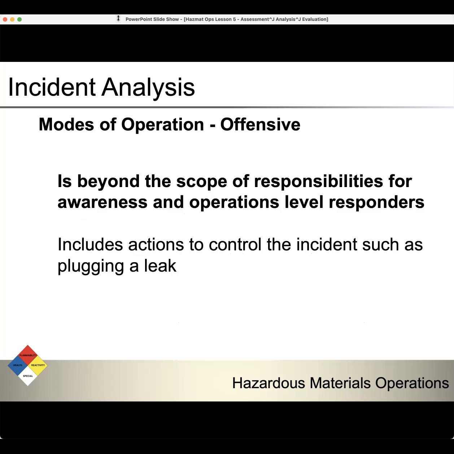Then there's offensive. Remember, offensive is beyond the scope of responsibilities and beyond your scope of practice for the awareness and operations level. This includes actions where you go into the hot zone, you're probably getting product on you, to control the incident, such as plugging a leak. This is containment, keeping it in the container. This is offensive. This is not what hazmat ops does. Remember, if you operate outside your scope of practice, you could be held liable for your actions.